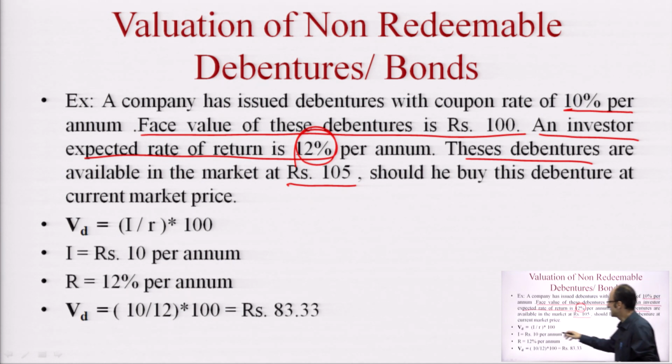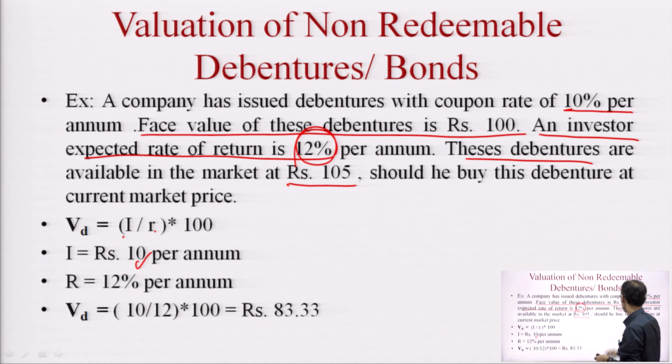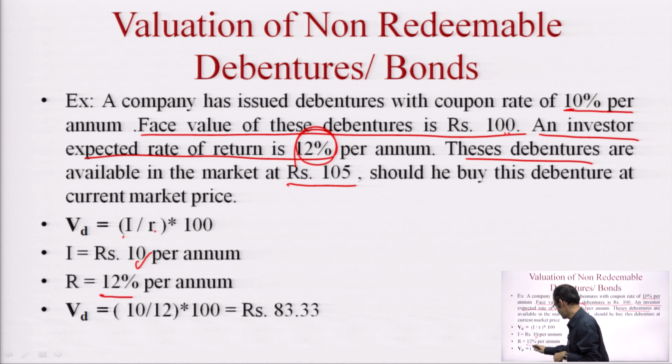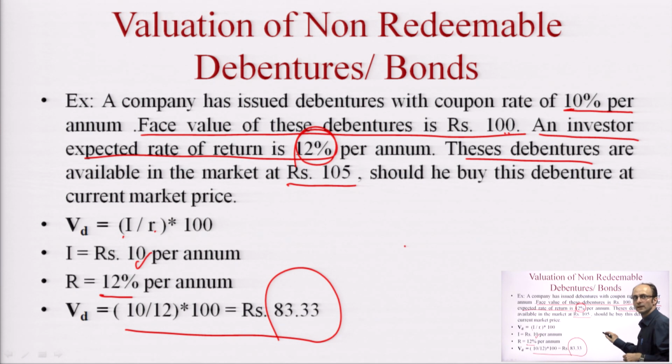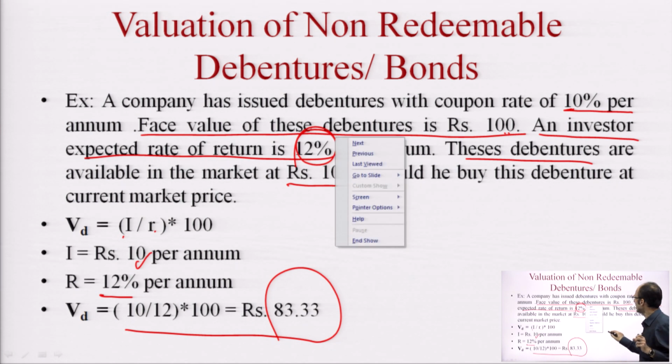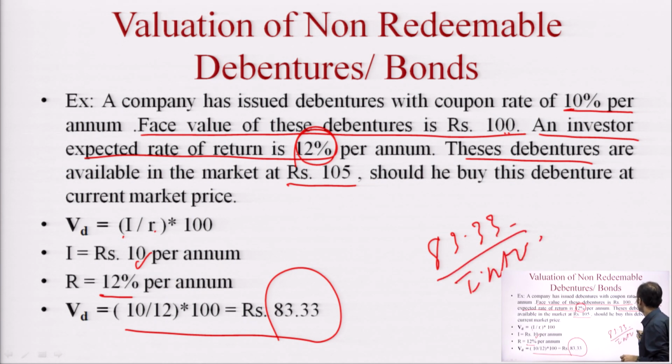The formula was very simple. I divided by r. I stands for the interest that the bondholder will get, and that interest will be 10% of this 100 rupees of face value. Now we divide this I by the percentage, and the amount that we get is 83.33. Now we can compare here. 83.33 is the intrinsic value that we are getting.